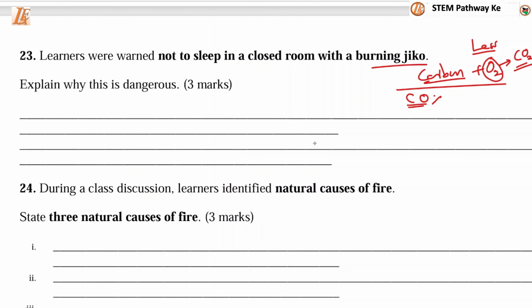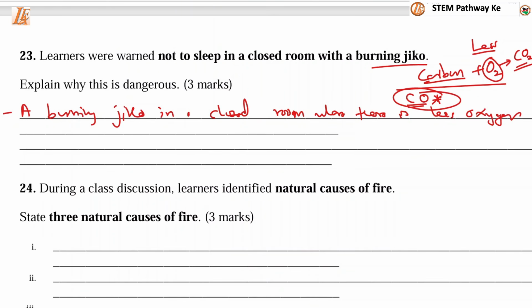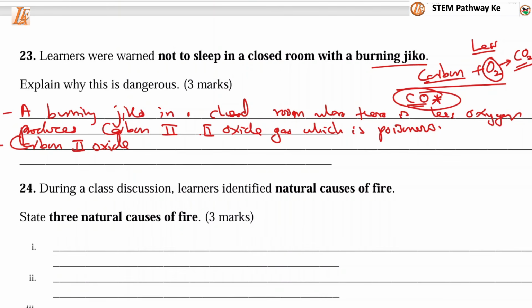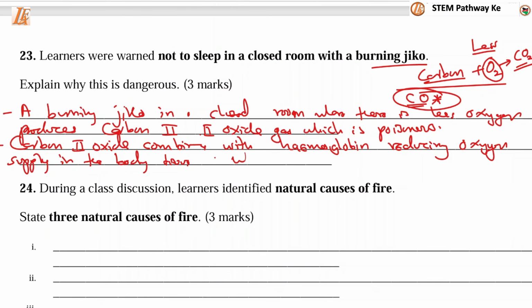And carbon monoxide can now react with hemoglobin to form what we call carboxyhemoglobin, which is very harmful in your body. So for you to explain this one, you can say a burning jiko in a closed room where there is less oxygen produces carbon monoxide gas, which is poisonous. Then you can say carbon monoxide combines with hemoglobin, reducing oxygen supply in the body tissues, which can cause suffocation or death.